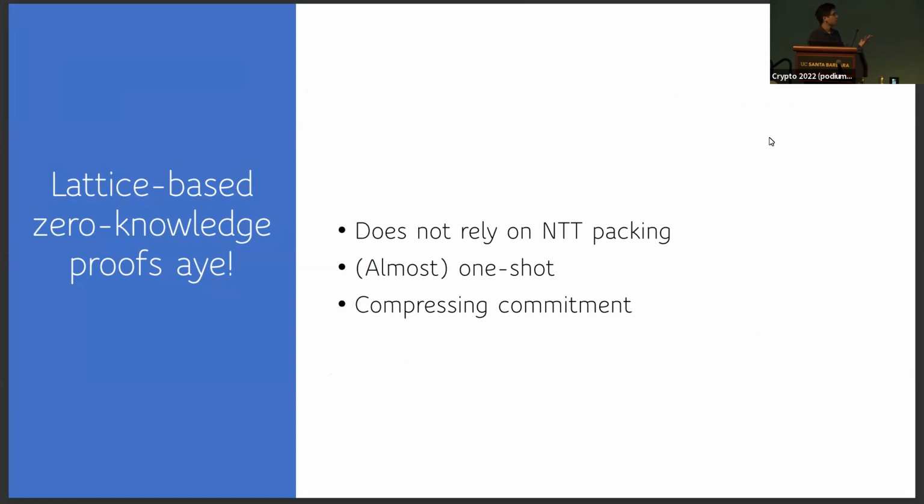So the first one is that it's almost one shot. I'm saying almost because there is one part of the protocol where we need to repeat. However, for practical instances, this doesn't cost much. And also we can use a compressing commitment. So it's fine for us to commit to long vectors as long as they have small norm.